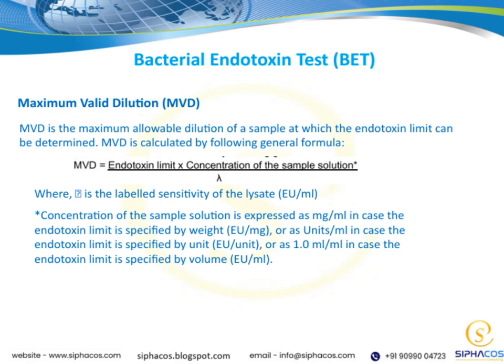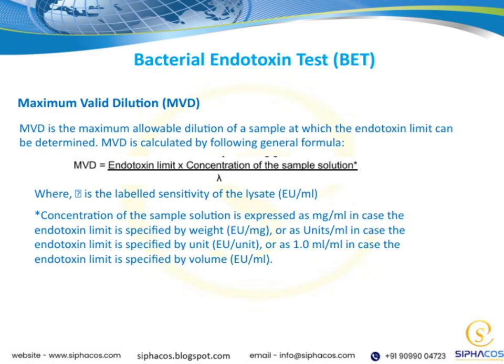Now, when we talk about the concentration of the sample solution, it varies depending on how the endotoxin limit is specified. If the limit is given by weight, we express concentration as milligrams per milliliter, or mg/ml. If it's specified by units, then we use units per milliliter, or units/ml. And if the limit is defined volume-wise, then the concentration is given as 1 ml per milliliter, which is essentially a volumetric measurement.